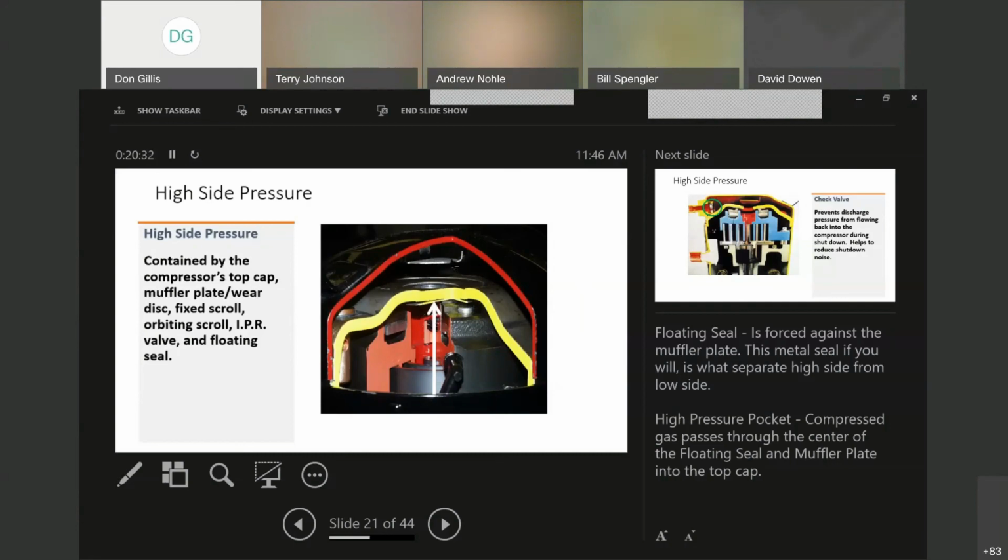Again, this is a deflector here. And if you've ever touched the top of a scroll compressor after it was running, you probably wouldn't do it a second time. This is an IPR, by the way. We're going to talk a little bit about that here shortly.